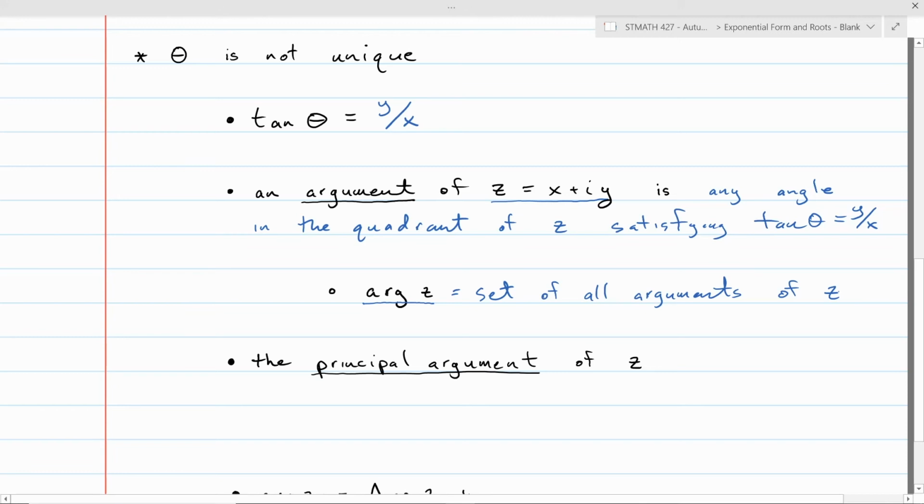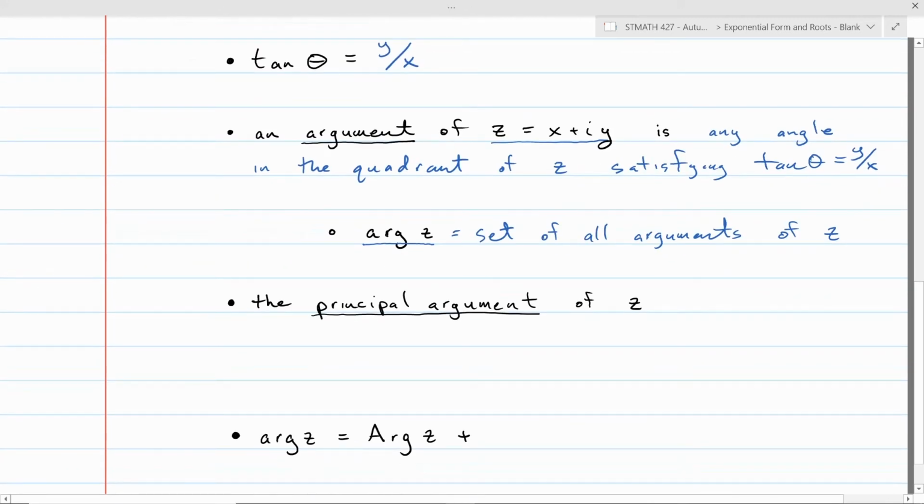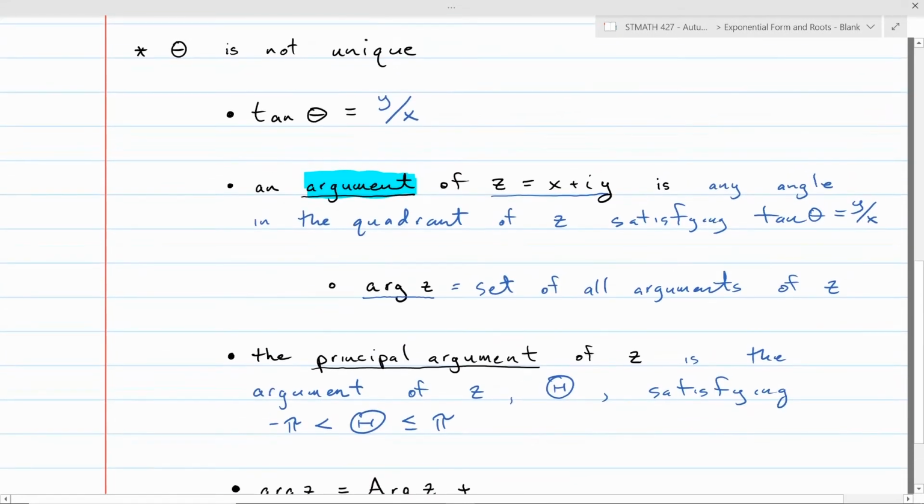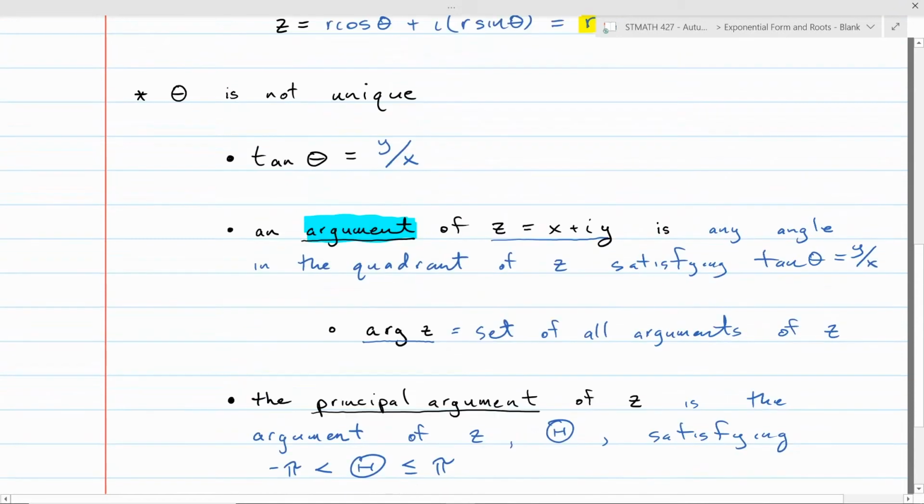So one of those arguments is called the principal argument, and the principal argument is just that one special argument that falls in a certain interval that we're interested in. So the principal argument of z is the argument of z, let's call it capital theta, that falls between negative pi not inclusive to positive pi inclusive. The argument of z is just any one of those angles that you get when you put the complex number into polar form.